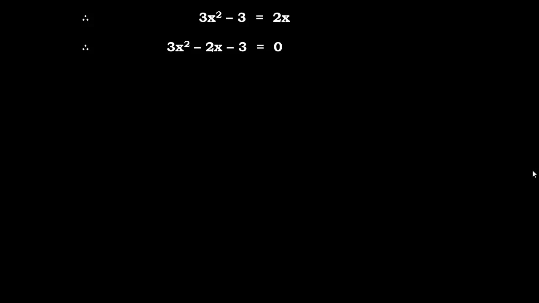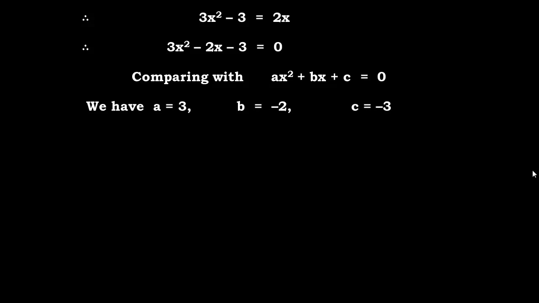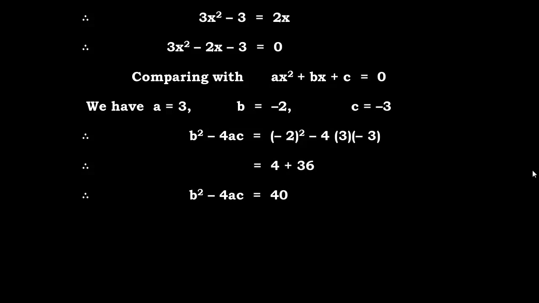See, we cannot solve this by factorization method, so we will go with the formula method, comparing with ax square plus bx plus c is equal to 0. A is equal to 3, b is equal to minus 2 and c is equal to minus 3. Therefore, b square minus 4ac is equal to minus 2 the whole square minus 4 into 3 into minus 3. Minus 2 the whole square is 4. 4 plus 36, that is 40. So b square minus 4ac is equal to 40.